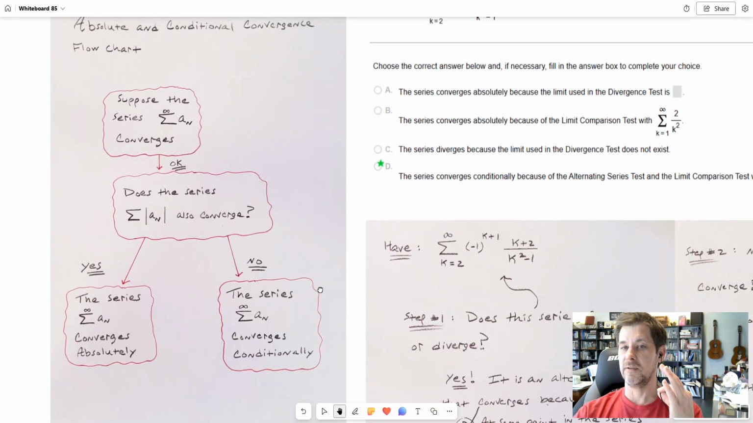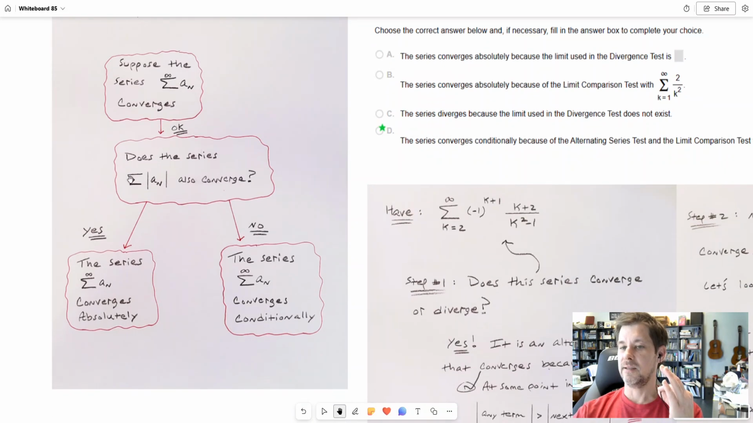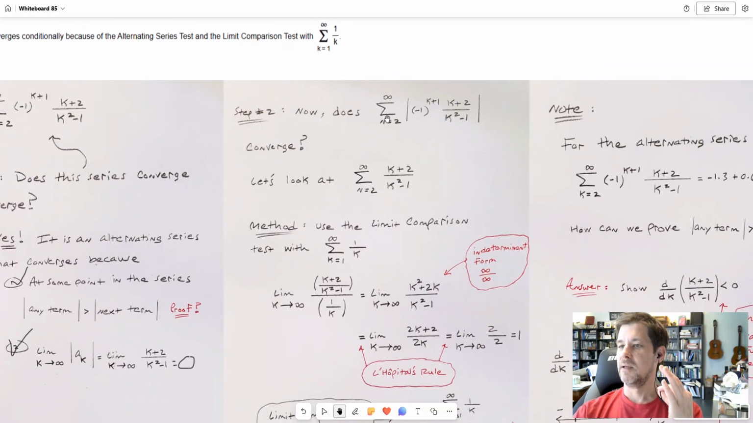Okay, so here we are on the flowchart. I have a series that converges. Now I need to look at the same series with all positive terms. Okay, so let's look at this. I guess technically that would be this, if I took the absolute value and put it on that formula that defines that original series.